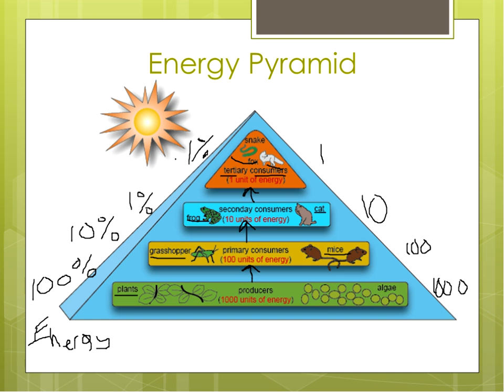So that's why when you look outside, you see tons of producers, grass and trees and shrubs everywhere. You see some grasshoppers and mice. You see fewer frogs or feral cats. But then you see very few top consumers like fox or snakes, because there's just not that much energy to get to the top. So that explains the energy pyramid. It also explains producers, primary consumers, secondary consumers, and tertiary consumers.